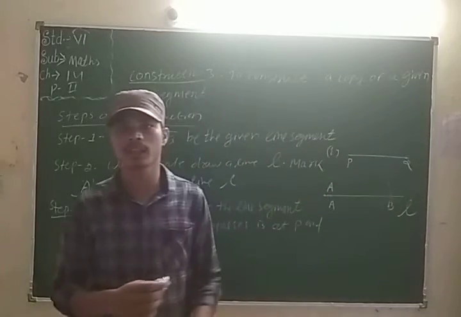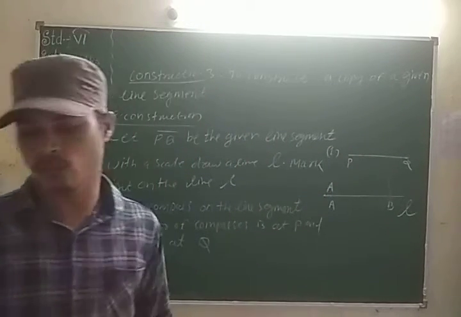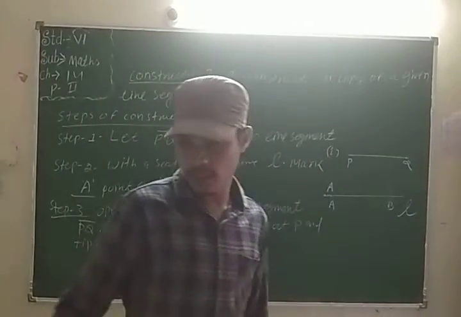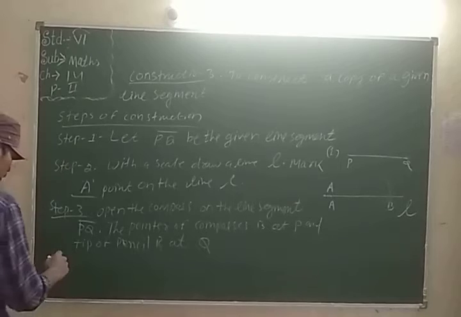Then here is the result: AB equals PQ. Both the line segments have the same length. And what is the fourth step?